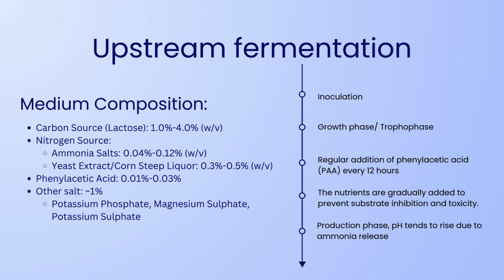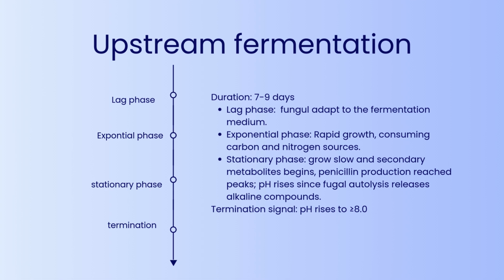The nutrients are added gradually to prevent substrate inhibition and toxicity, which would occur if nutrients or precursors are at a high concentration from the start. The phenylacetic acid is administered in a dose every 12 hours during the production phase. This process takes 7 to 9 days.